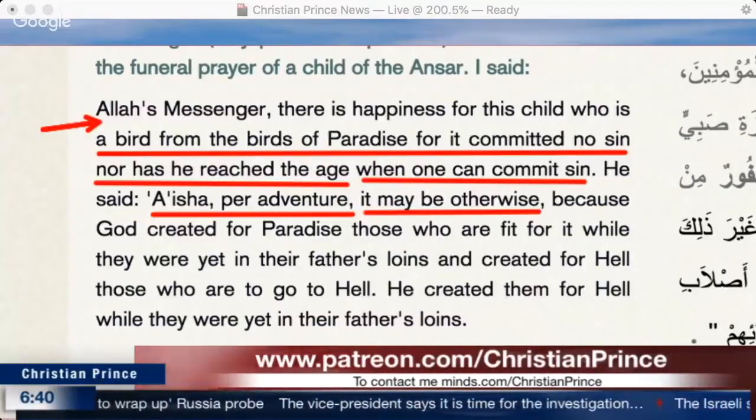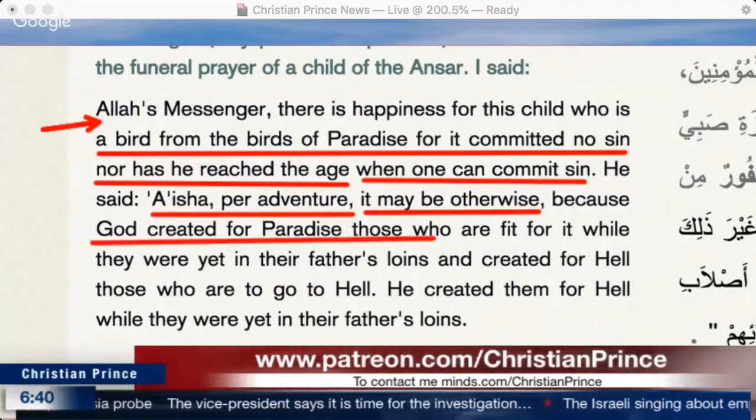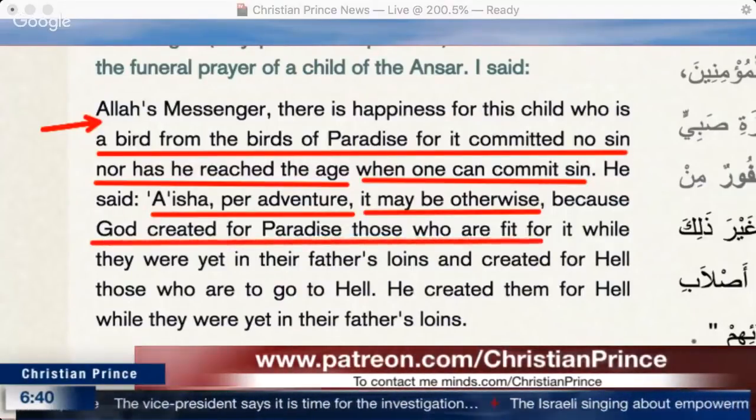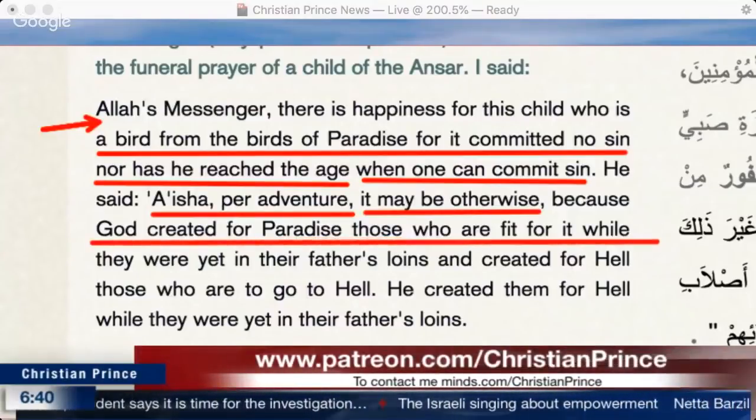Why? Because Allah created for paradise those who are fit for it while they were in their fathers' loins, and He created others for hell.